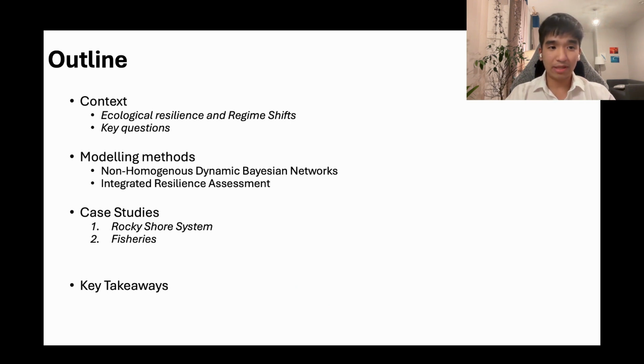And I'll be applying this modeling method to two case studies. The first one is a very simple rocky shore system. It's very small, very simple. Then we'll be applying that to a fisheries ecosystem, which is significantly larger on both a spatial and temporal scale. And then I'll end with some key takeaways.